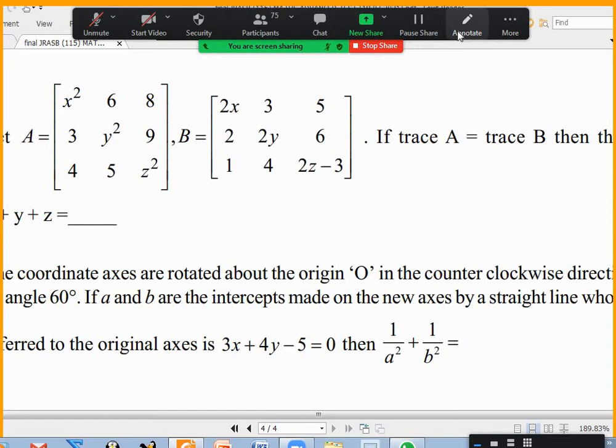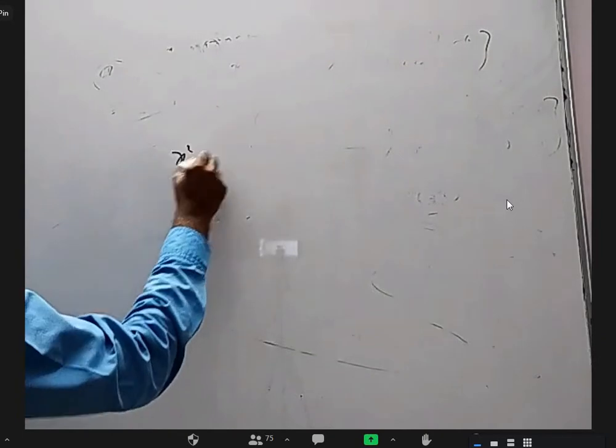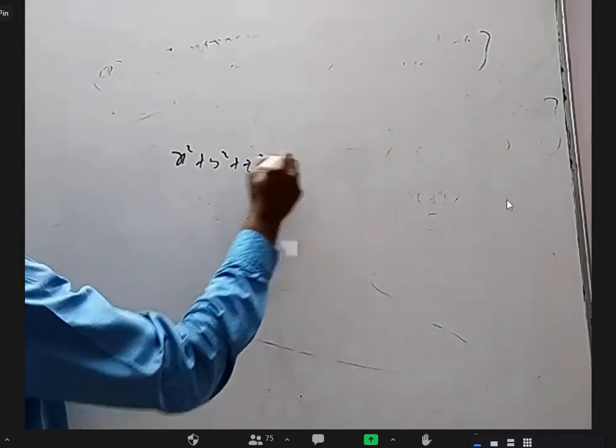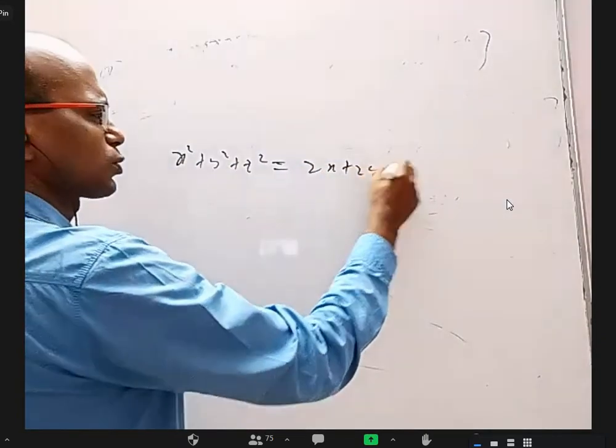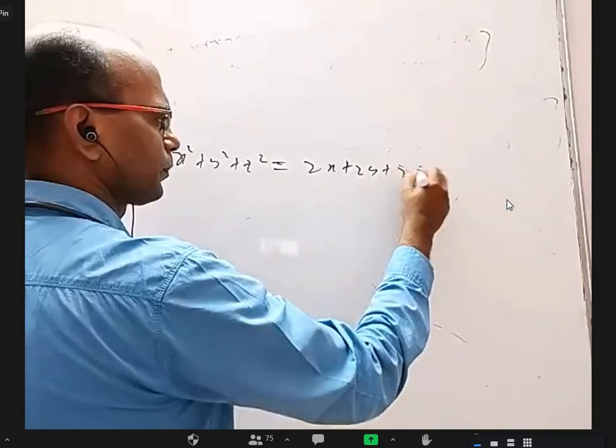The question is very simple. Trace of a equal to trace of b. But after that, one may ask how to guess or tell the x, y, z values, right? So trace of a is x square plus y square plus z square, and trace of b is 2x plus 2y plus 2z minus 3.